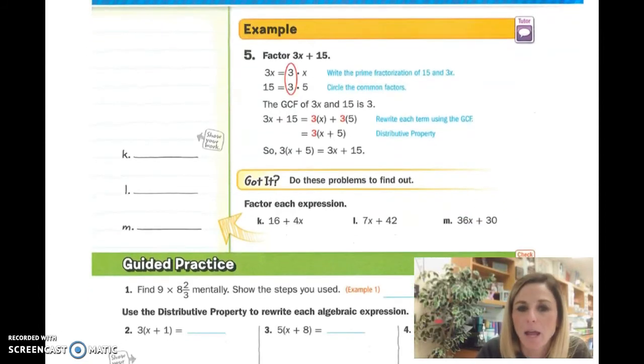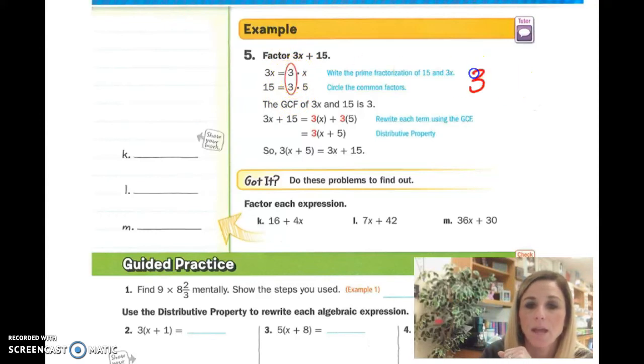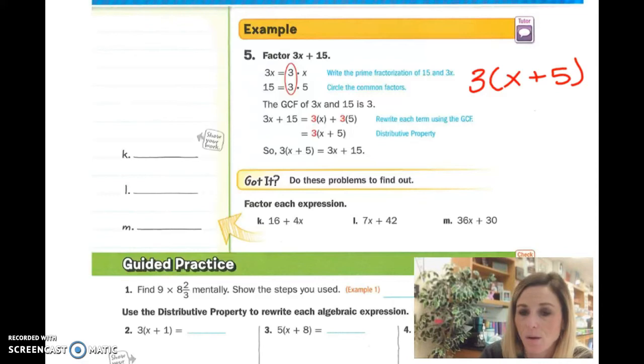All right, we are going to jump over and take a look at this. What happens when we have a variable in there? It's no different. We're going to do the exact same stuff. Take a look here. They have 3x plus 15. They have 3 times x and then 3 times 5. They are prime factored. The 3's are in common, so that's going to be on the outside. What is left of this one is an x, plus what is left of my 15 is my 5. So that when I distribute, to double check, I get 3x plus 3 times 5 is 15, which is where we started right here.